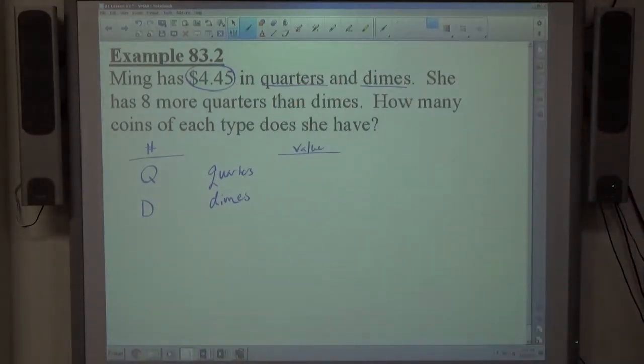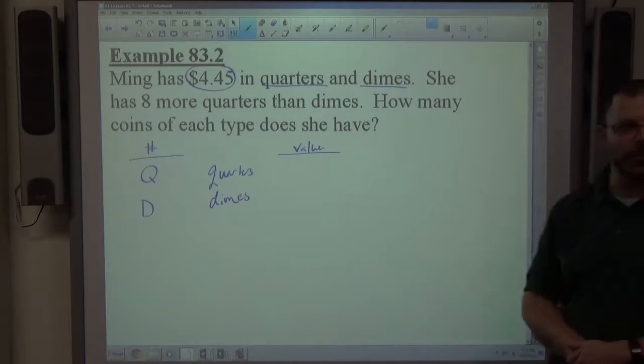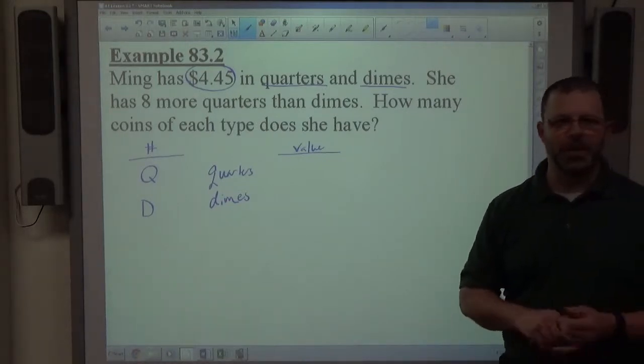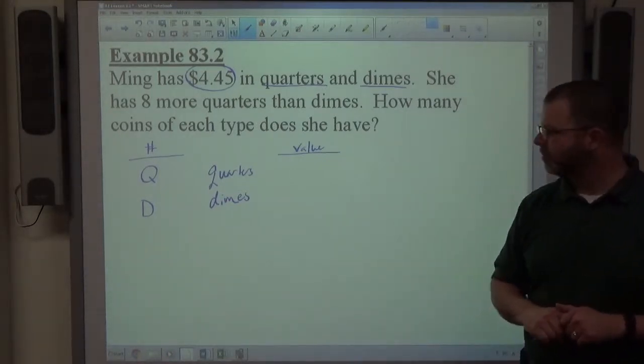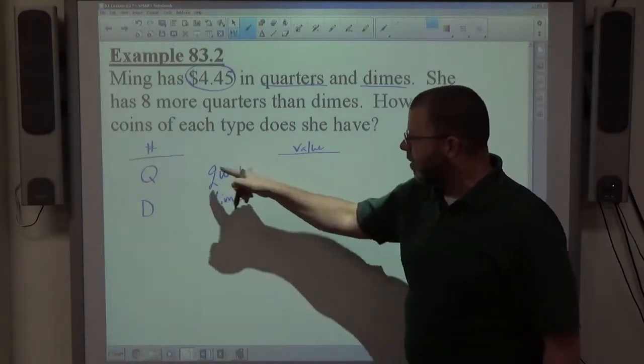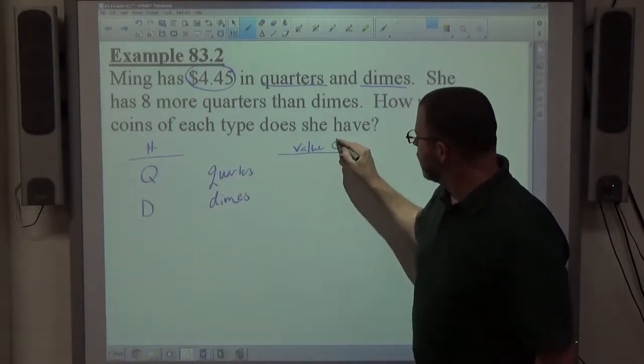So for quarters and dimes, I'm going to use Q and D. I always use N for nickels, H for half dollars. I might use S for silver dollar, F for $5 bill, T for $10 bill. They usually stick to coins though: pennies, nickels, dimes, quarters, half dollars. And the value of these things again is based on the value of the currency. We're always going to do value in cents.